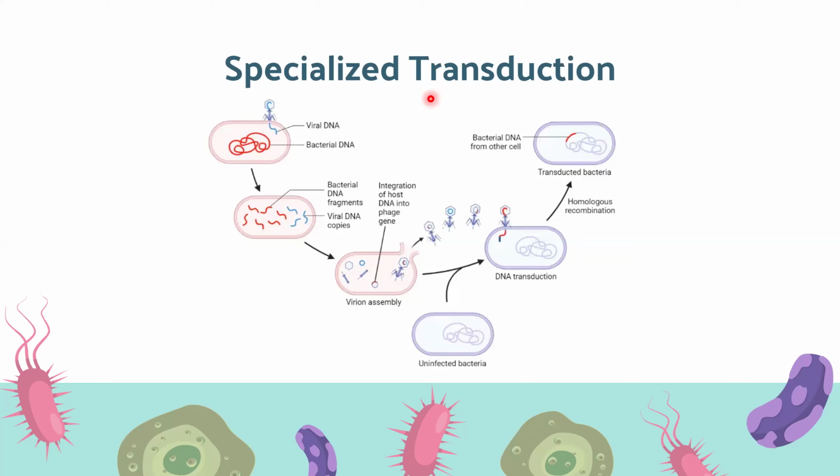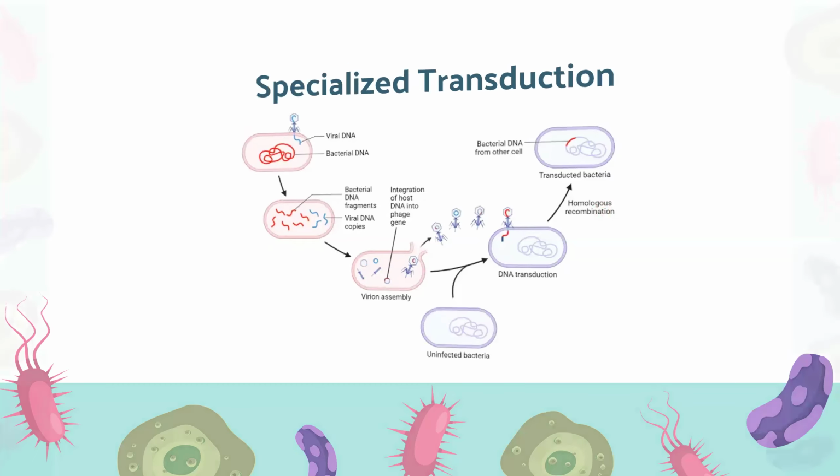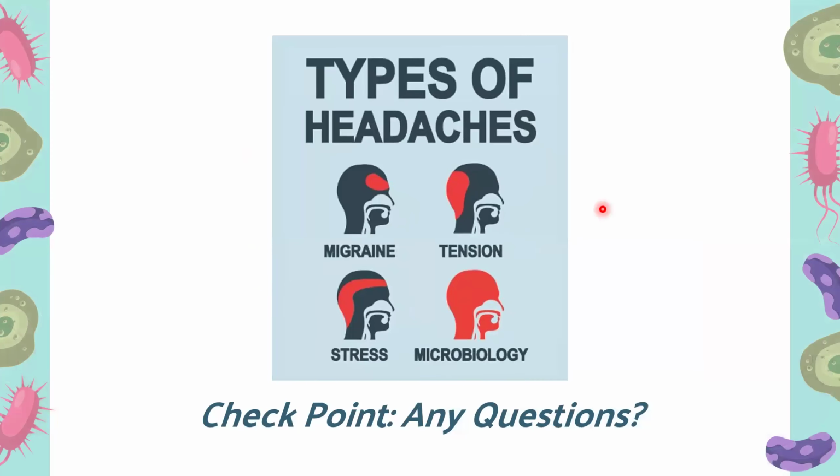So through specialized transduction, and through the process of transduction in general, you are able, through a carrier bacteriophage, to transmit bacterial DNA from one donor bacterium to another and give them features that they would not have had otherwise. In generalized transduction, I am transmitting purely bacterial DNA. In specialized transduction, it's a mix of both viral and bacterial DNA. That's the only difference. And that brings us to the end of bacterial genetics. Do you guys have any questions at all?